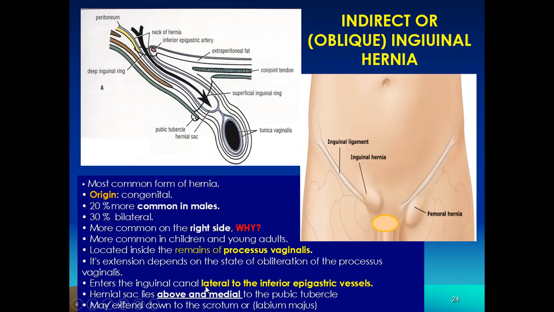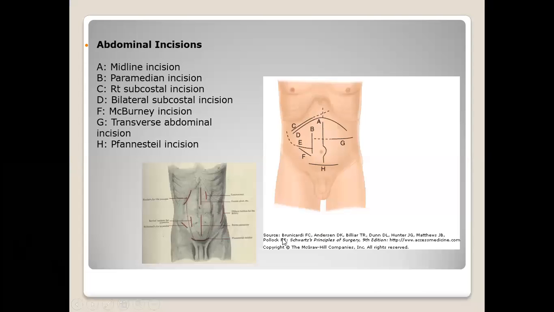The hernial sac lies above and medial to the pubic tubercle. It may extend downwards to the scrotum or the labia majora. In case of female, the labia majora, and in case of male, it will extend into the scrotum, depending on the patency of the processus vaginalis.